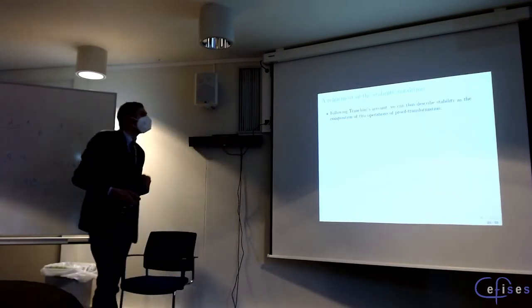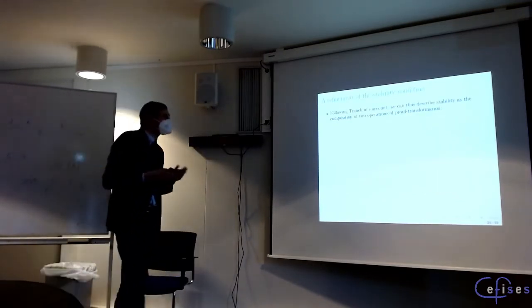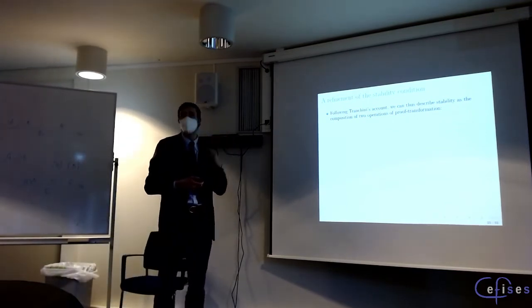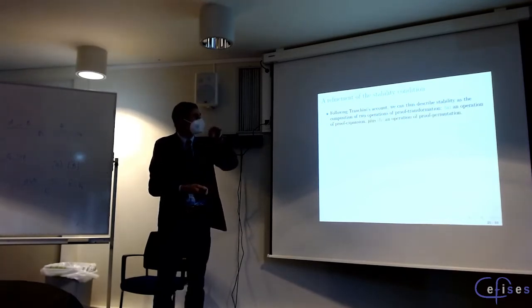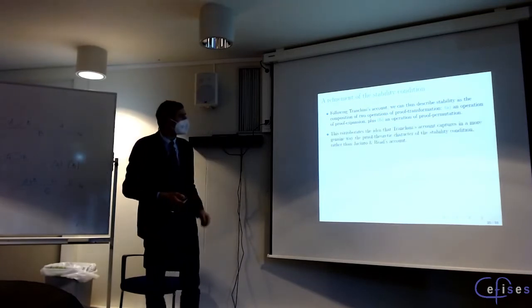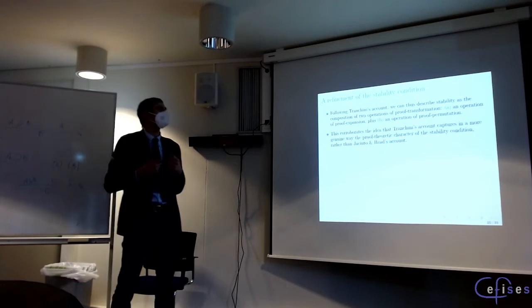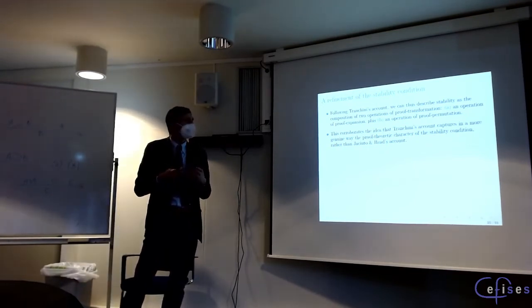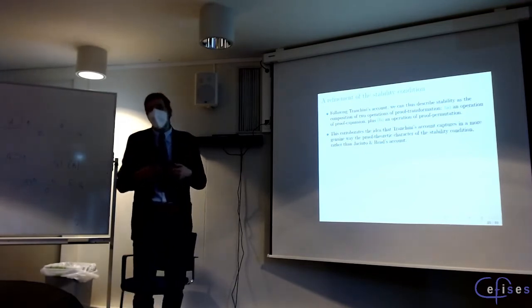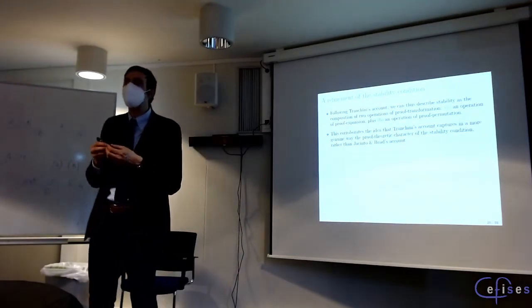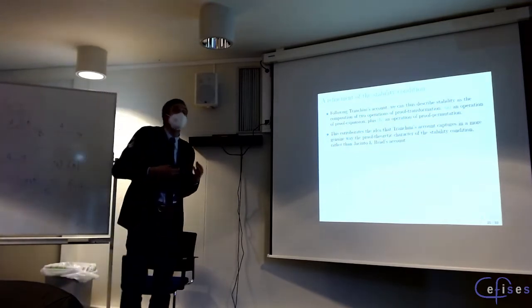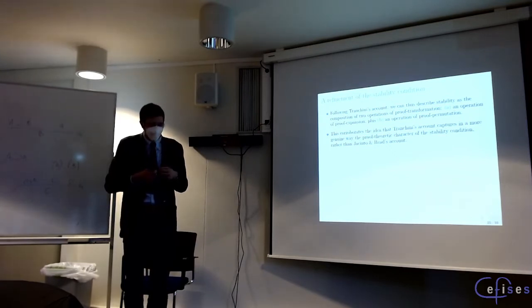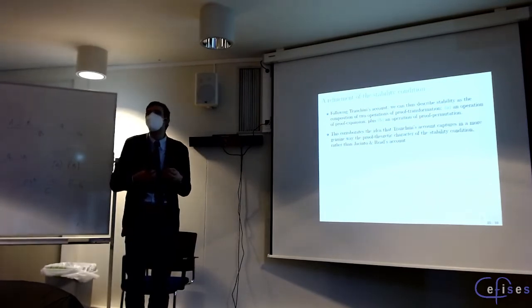So, following Tranchini's account, we can treat this kind of stability as the composition of two operations of proof transformation. One is an operation which expands the hypothesis of the proof. And the other is an operation of proof permutation. And this corroborates for me the idea that Tranchini's account captures in a more genuine way the proof-theoretic character of the stability condition rather than Jacinto and Read's account. Because, in a certain sense, I can have a finer analysis of this operation in terms of proof transformation operations. And also, it explains better why it is, in a certain sense, a generalized local completeness or a generalized expansion.